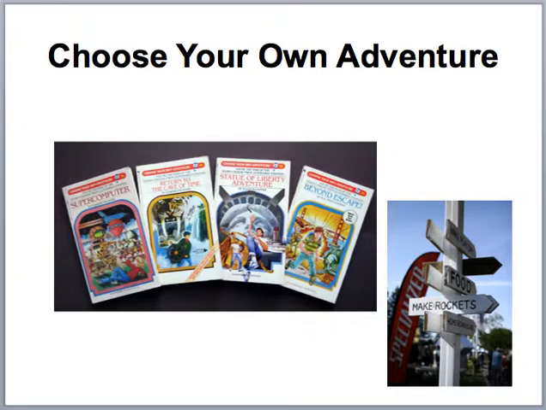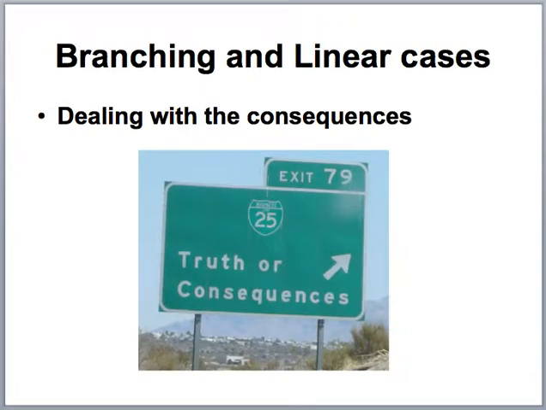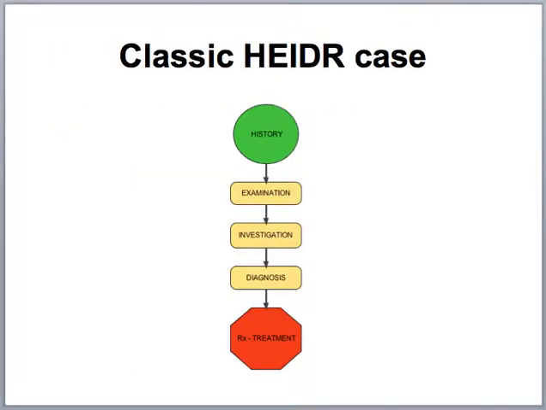The idea being that you can work through the case in a number of different ways, creating your own story as you go. So to do that, they need to emphasize that you can do branching cases rather than just standard linear cases, and the branches or the decisions should have consequences. Don't just have your users work through simple steps like do you want to take a history, do you want to examine, etc. Give them choices that matter. We're trying to move away from the classic header case, the HEIDR, history, examination, investigation, diagnosis, treatment, etc., into something which is a little bit more variability.